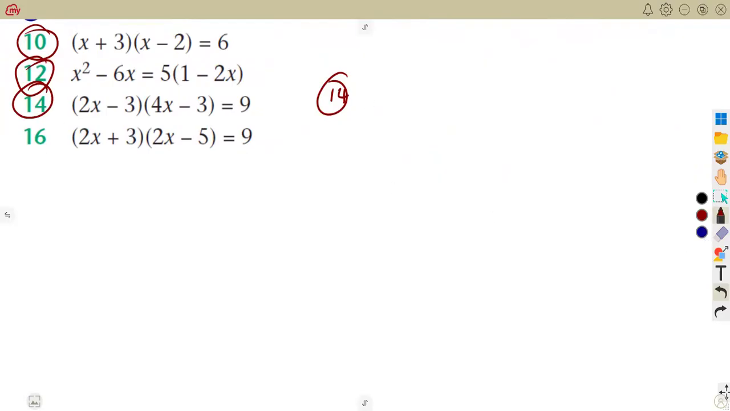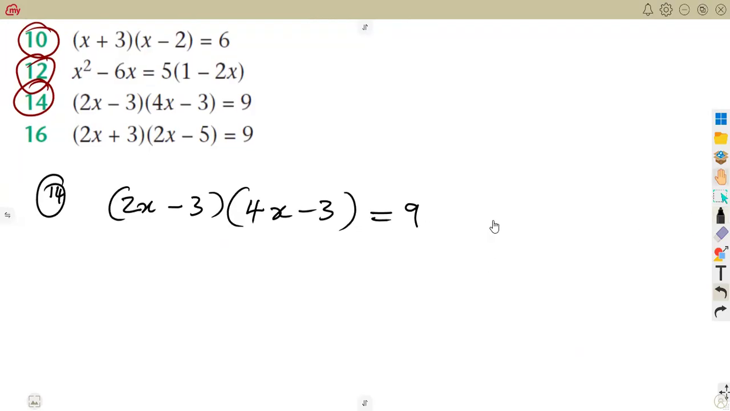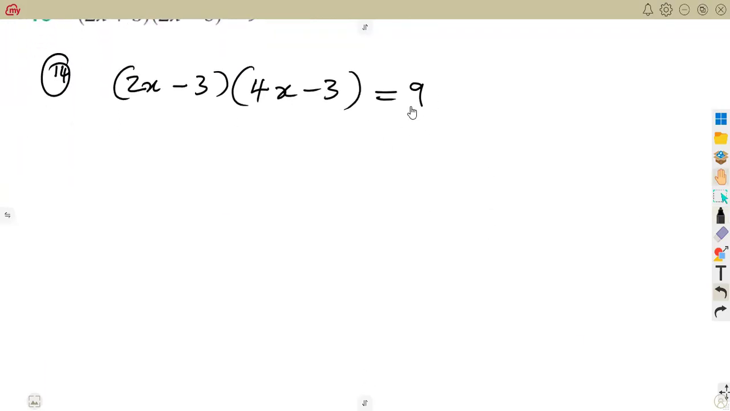Let's have number 14 we are given. So these are 2x minus 3, minus 3. All right, this is equal to 9. So as we saw, guys, we have to get rid of the brackets before, which is not a 0. So there's a need for you to expand the brackets. So remember your FOIL method. Start with the 2, multiply second bracket.